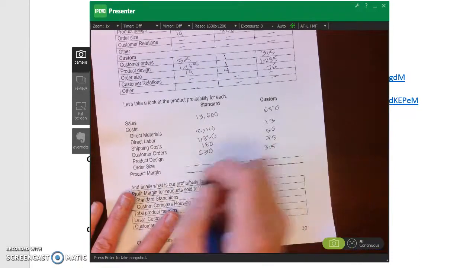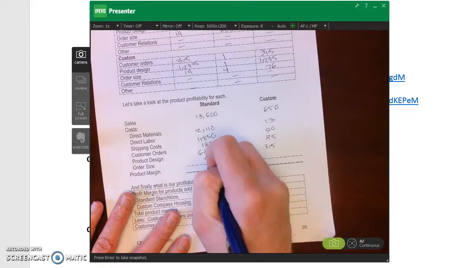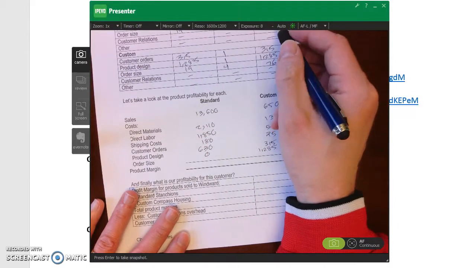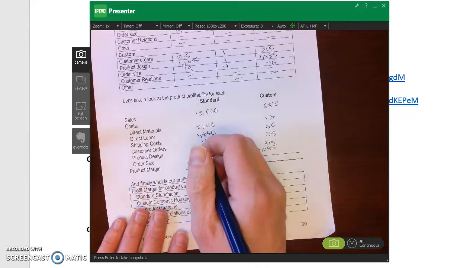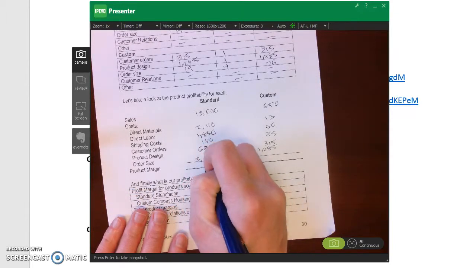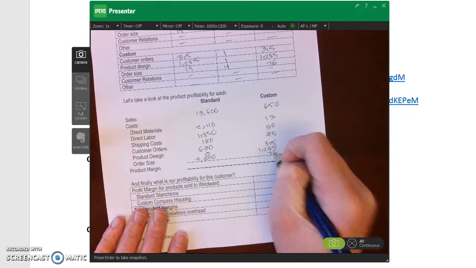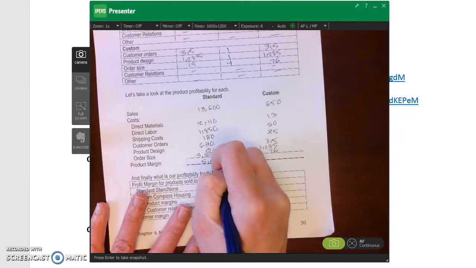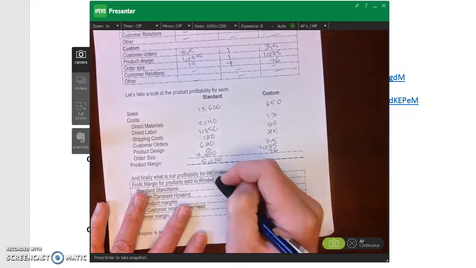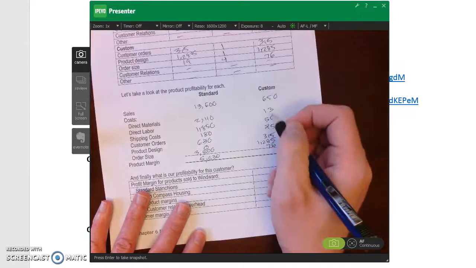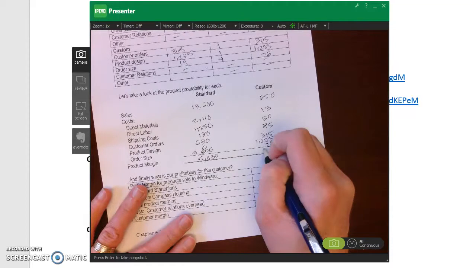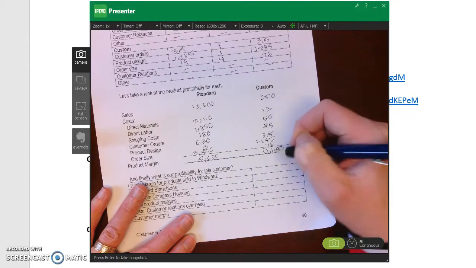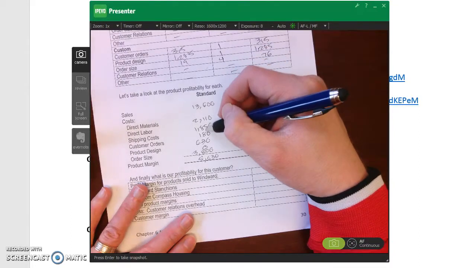Okay, and then what we had is product design is 0, but over here we had 1,285, and then over here we had our $3,800 for order size, and over here we had 76. So now we can go through and calculate up a product profitability, 5,030 for the standard product. And the custom product, we could say it's a loss, though. And the way I got that is the 650 minus all my costs, 13,600 minus all my costs.